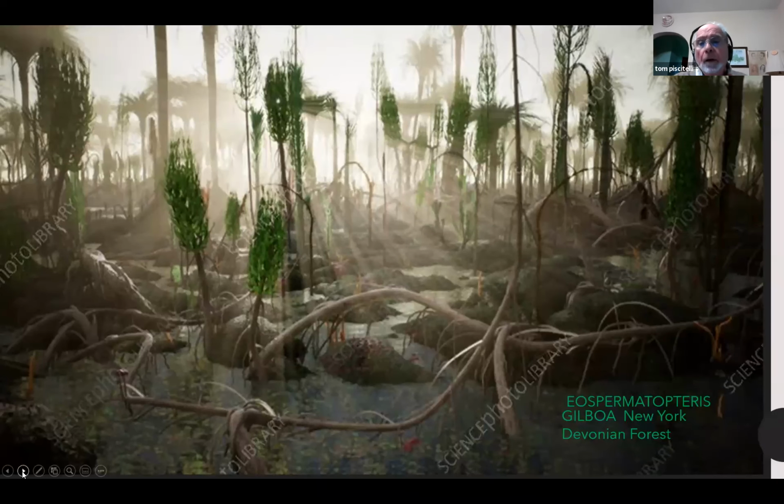In Gilboa, New York, a Devonian forest of tree ferns that were 26 feet tall has been uncovered. This is one of the first forests. The increased number of plants in the Devonian reduced the level of atmospheric carbon dioxide. This resulted in a drop in Earth's temperature to the present day levels. Previously, it had been much warmer.